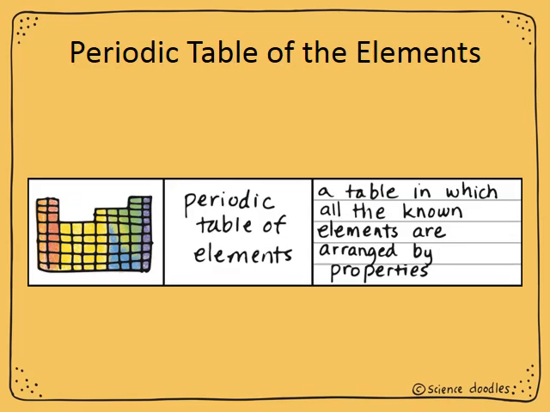So the periodic table of the elements is a table in which all the known elements are arranged by properties. We're not going to go into too much detail about the rows and columns, but they are there for a reason. The elements are listed in a certain order for a reason, and we'll go into that a little bit more in a couple of days.